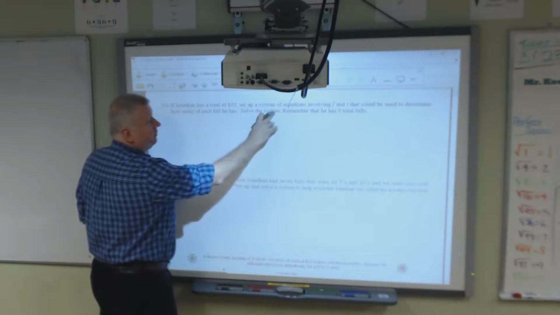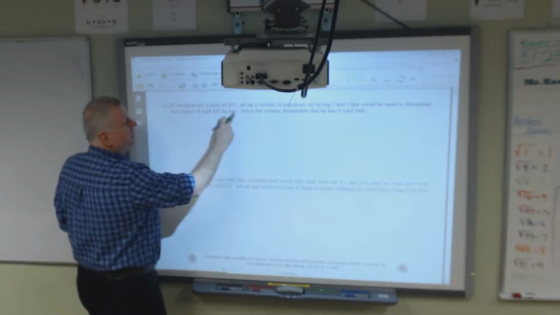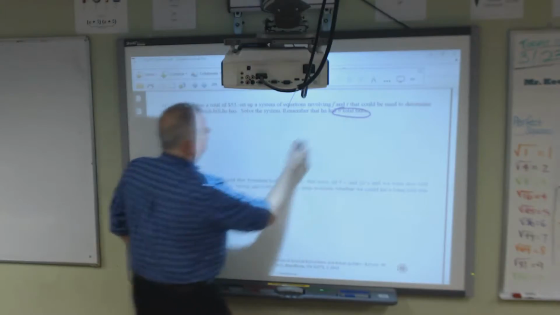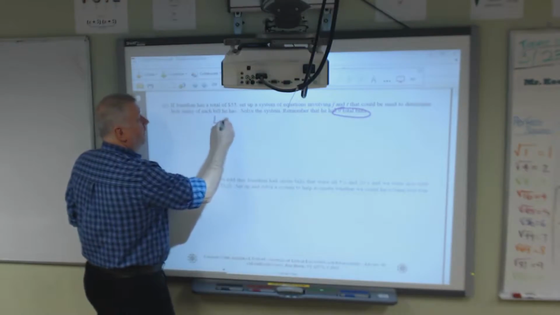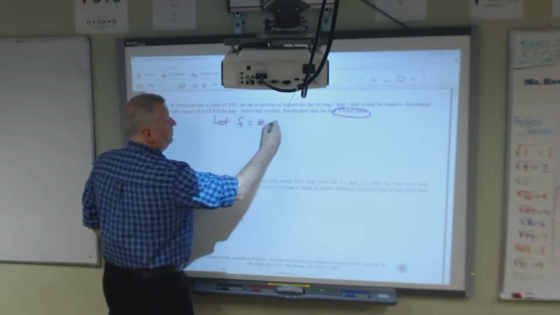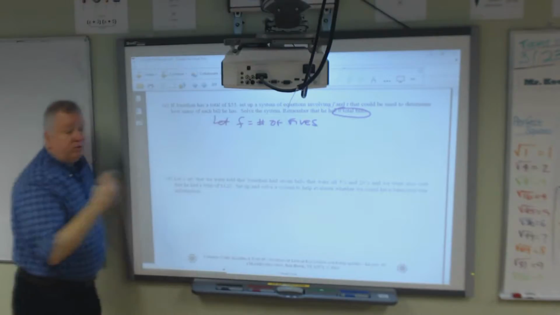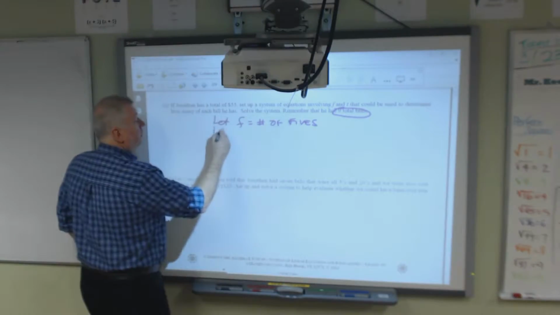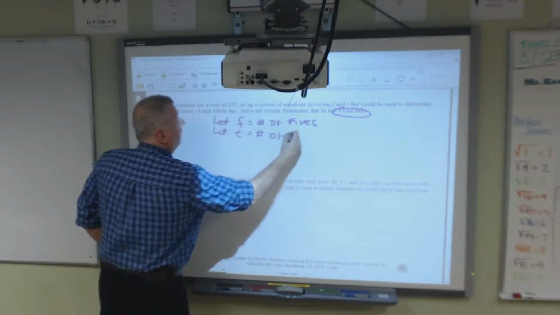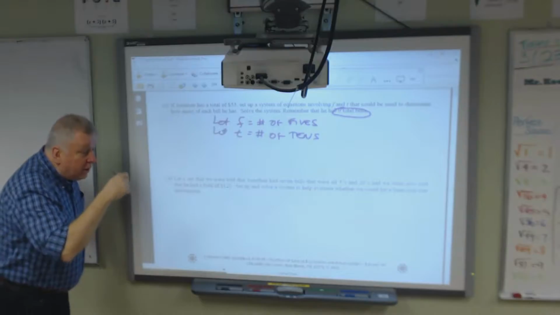How can we set up a system of equations involving F and T that could be used to determine how many of each bill he has? But they told us before that he has 9 total bills, all right? So look, first we're gonna do our let statements. We're gonna let F be the number of 5s that he has. You guys writing this? And let T equal the number of 10s that he has. Khalil, you writing this?